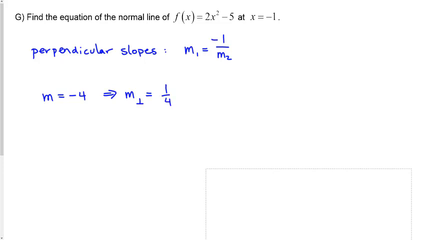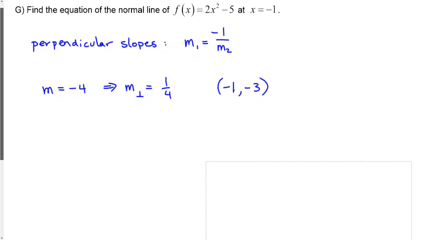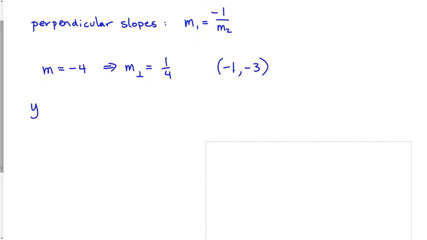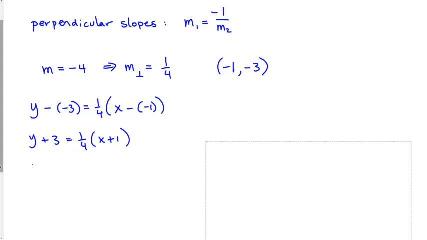Still using the same point on the curve. The point on the curve that I'm interested in is still -1, -3. And I plug this into my line equation. So y minus -3 equals 1/4 times x minus -1. So y plus 3 equals 1/4 times x plus 1. Or y plus 3 equals 1/4 x plus 1/4.